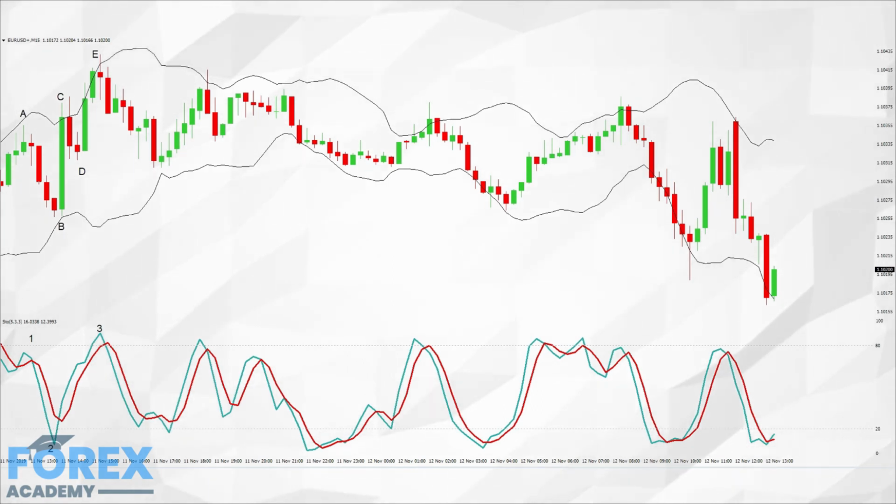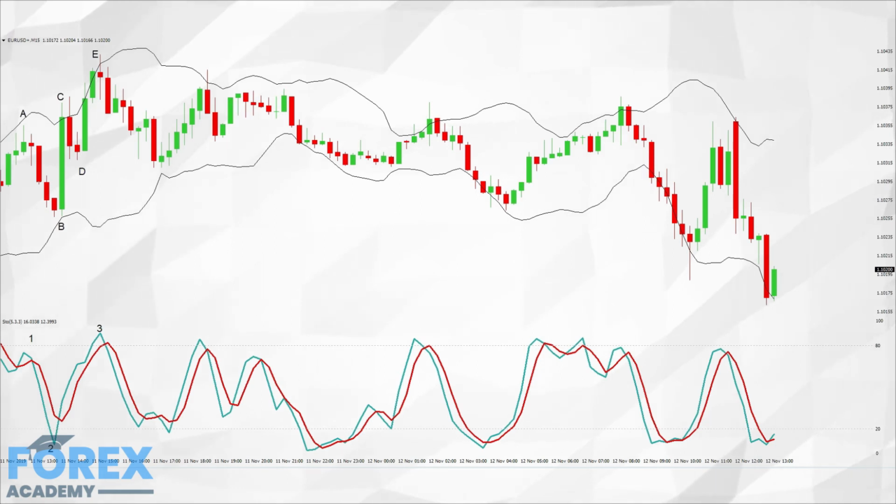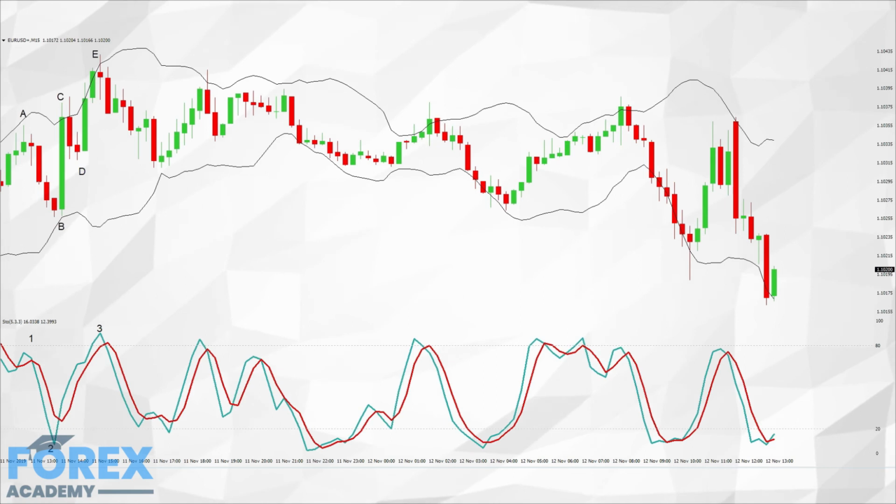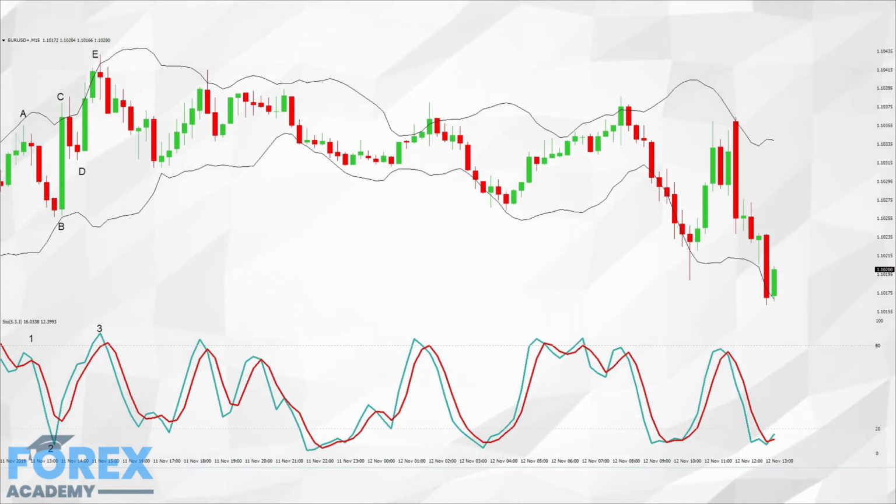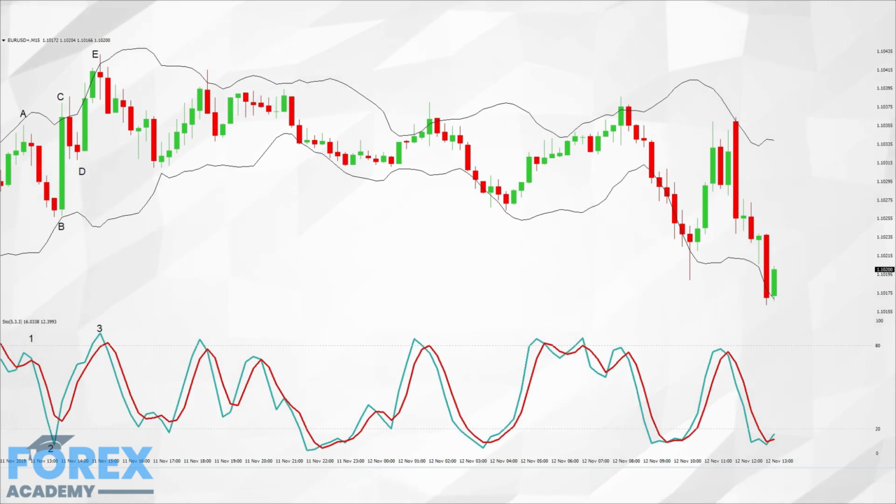Here we can see that at position A, the stochastic was close to the 80-axis line, and therefore overbought. We subsequently see at position B that our stochastic had gone below the 20-axis line, and the market then moved higher to position C. We think we know why there was only a short pullback from position C to position D, however, and then position E coincides with our stochastic being overbought at position 3. From here we then see a fallback in price action.